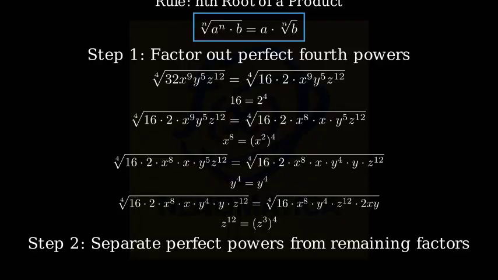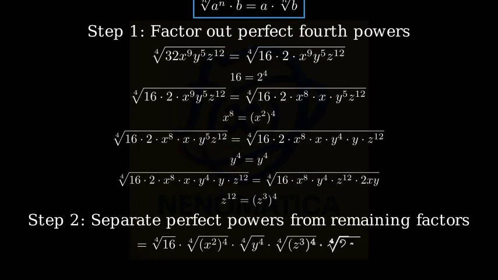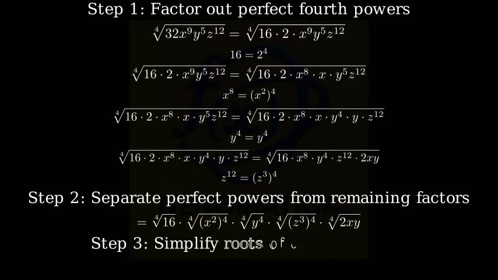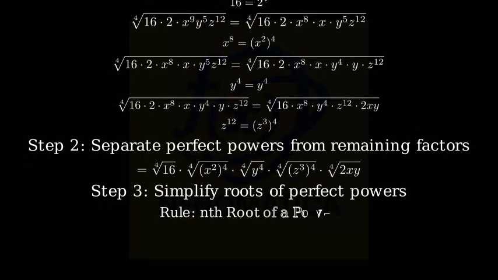from the remaining factors. We can write this as the fourth root of 16 times the fourth root of x squared to the fourth power times the fourth root of y to the fourth power times the fourth root of z cubed to the fourth power times the fourth root of 2xy. In the third step, we'll simplify the roots of perfect powers using the rule that the nth root of a to the nth power equals a.